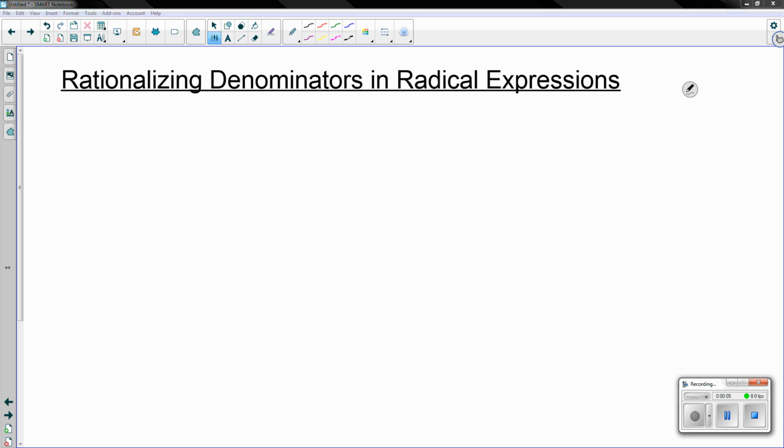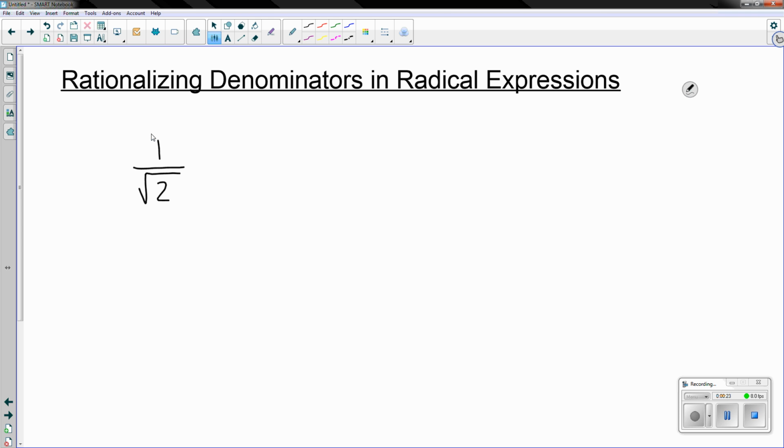Rationalizing denominators and radical expressions. So let's say we're working on a problem where we want to simplify a radical expression, and we end up with a radical in the denominator. So we think we're at a fully simplified point. We get to, for example, 1 over the square root of 2.